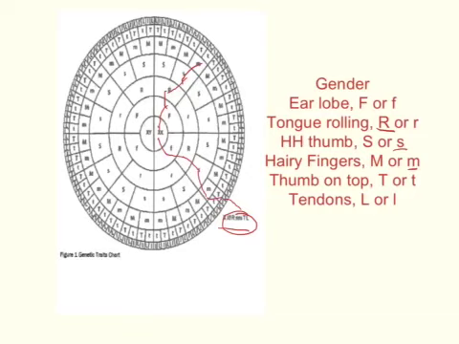Thumb on top. When I fold my hands together, my right thumb is on top, and that's actually the recessive form of the trait. And then finally, tendons. Do I have 2 or 3? I have 2. That's the dominant form. So I would end up right there.